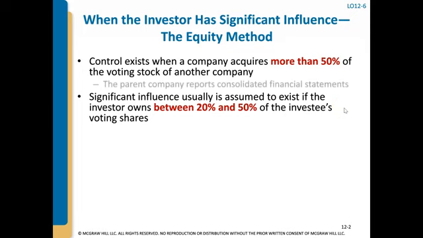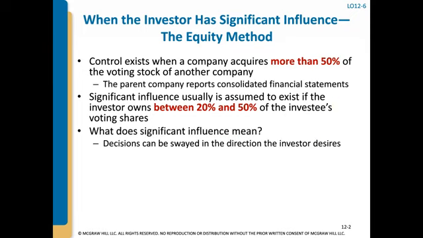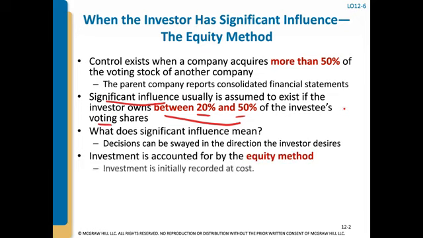Just as a quick overview, when we use the equity method to account for an investment in equity, which means that one company buys stock in another company, it usually means that the company that acquired stock has significant influence over the company that they acquired stock in. Usually that means that they acquired anywhere between 20 and 50% of that company's voting stock.